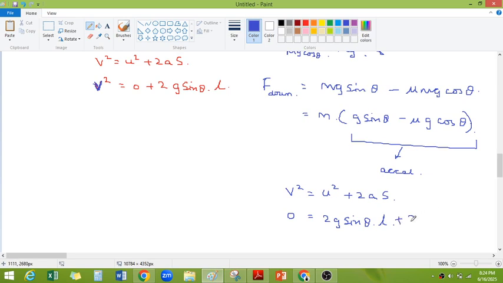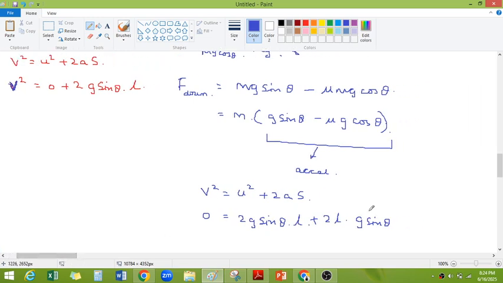Plus 2 distances L. Yes, so A is this one, g sine theta, g sine theta minus mu g cos theta. That's all. So simplify this, we'll get the answer.